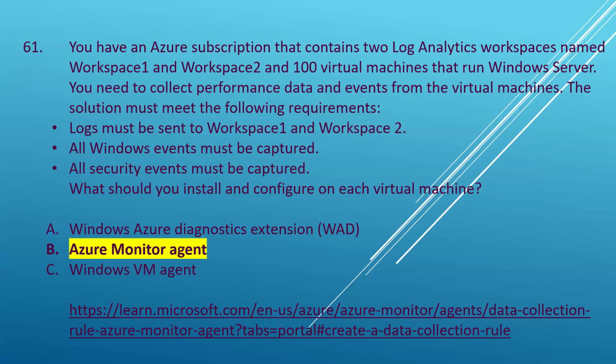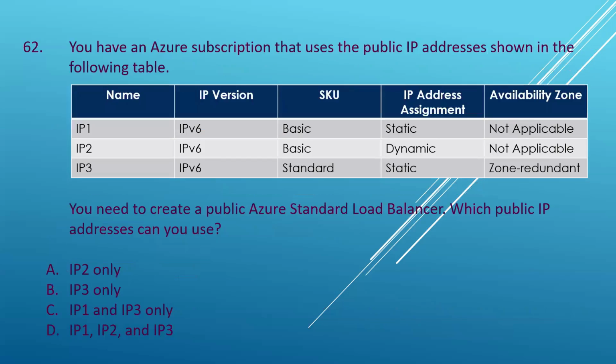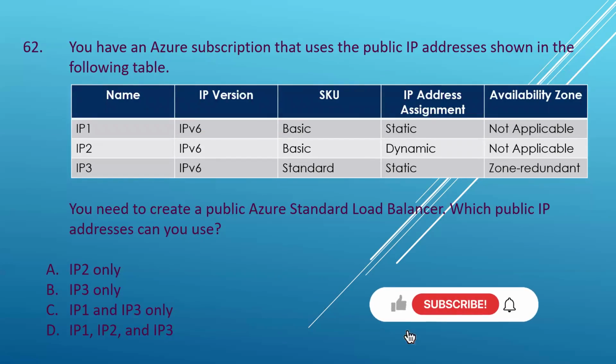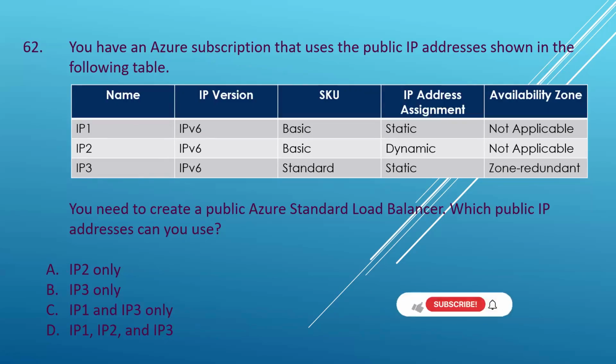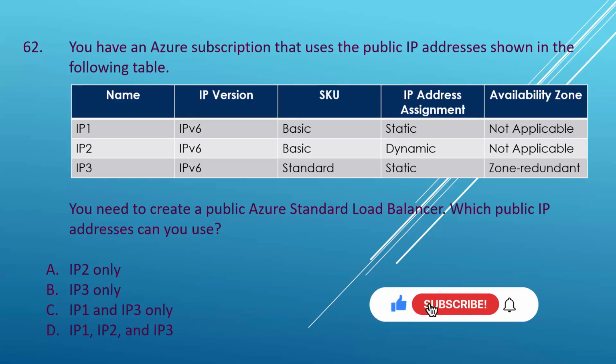Let's look at the next question of the series. You have an Azure subscription that uses the public IP addresses shown in the following table. Now the table has three IPs, all are IP version 6, and their SKU is, for the first two, basic, and the last one is standard. The IP address assignment for IP1 and IP3 is static, and IP2 is dynamic. When it comes to availability zone, IP1 and IP2 don't have any availability zone applicable, and for IP3, it is zone redundant.